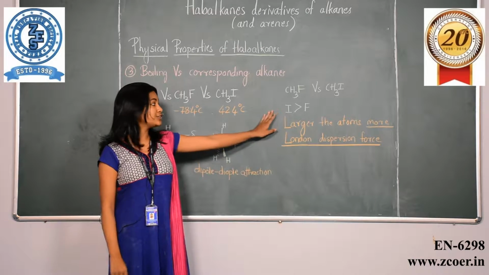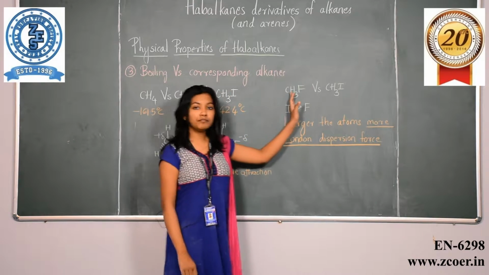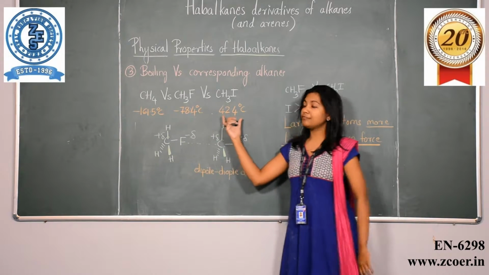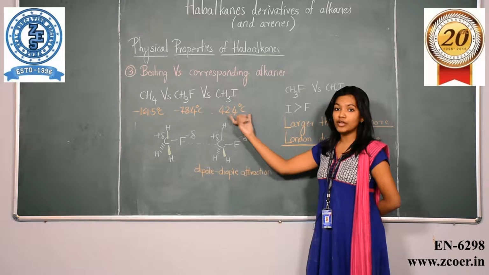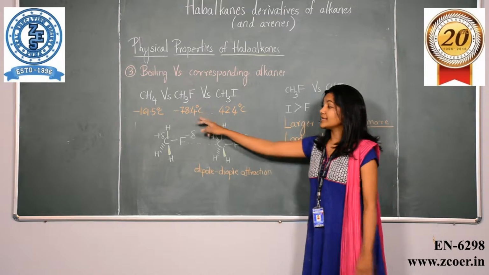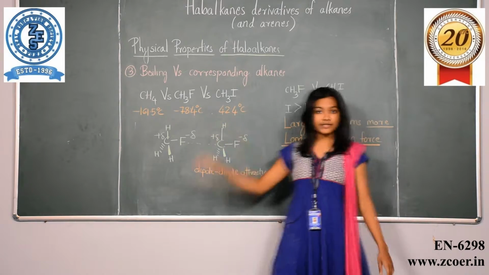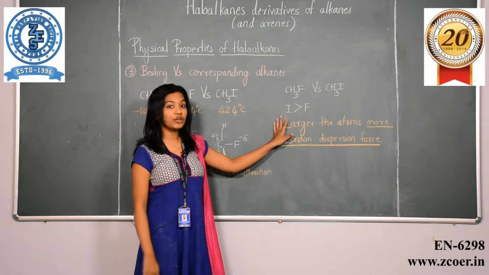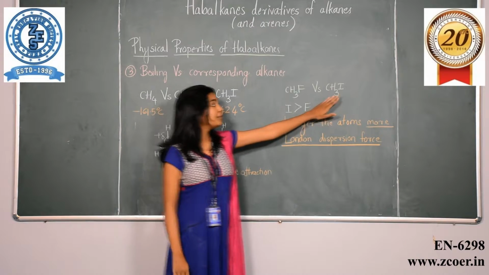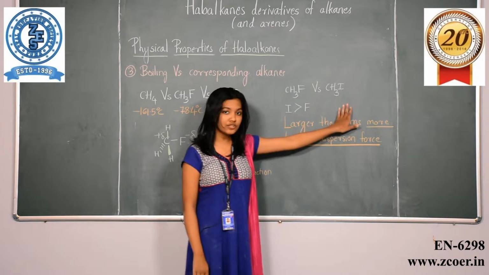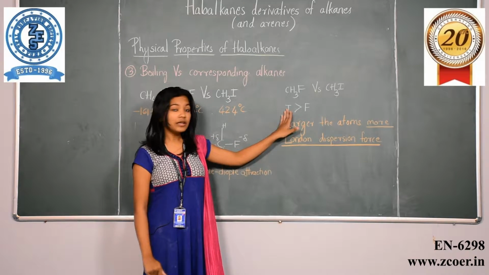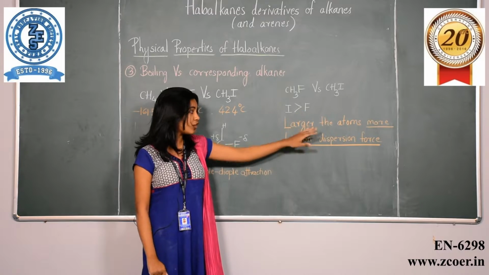Now, taking into consideration the comparison between methyl fluoride and methyl iodide, we will find that the boiling point of methyl iodide is much more than that of methyl fluoride again. Now why is there this increase in the boiling point? If you look at the periodic table as mentioned before, iodine lies below fluorine. That means the atomic size of iodine is much more as compared to that of fluorine. But is this the only reason? No, it is not.